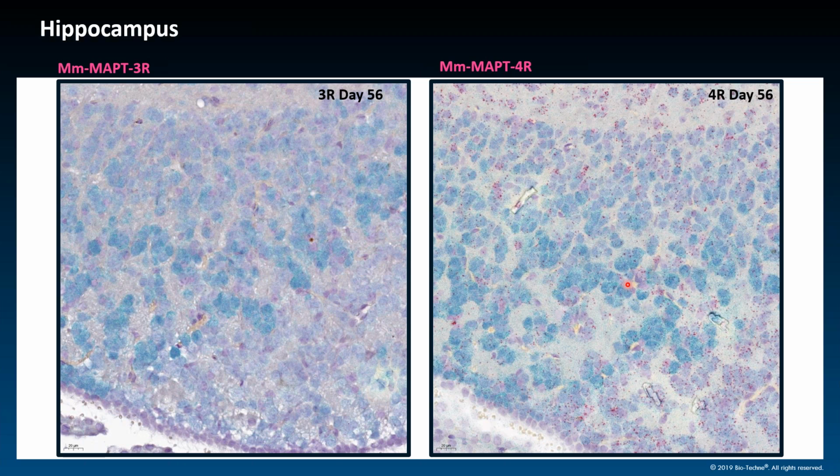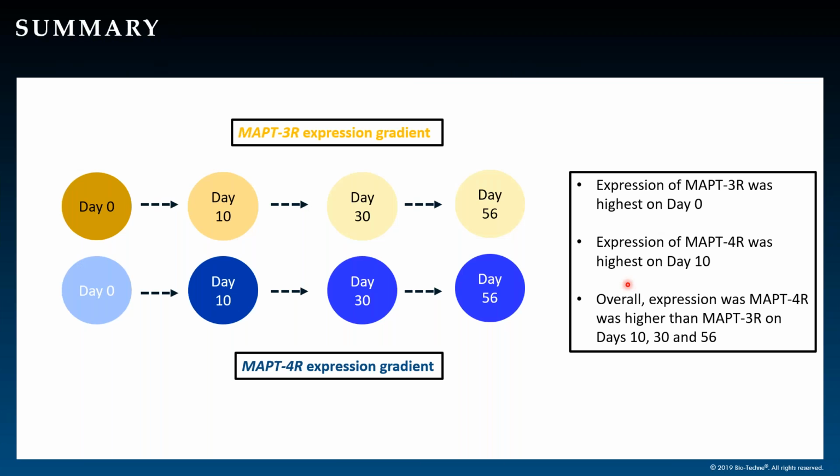So it shows you the differential expression in different parts of the brain for these 3R and 4R tau variants, and potentially helps you better understand the function of these different splice variants in the developing and postnatal brain. So overall, what this study showed us is that there is a gradient of expression based on the developmental stage for both the 3R and the 4R tau variant, wherein the 3R peaks at day 0 and goes down, whereas the 4R tau variant peaks at day 10 and then goes down from there.